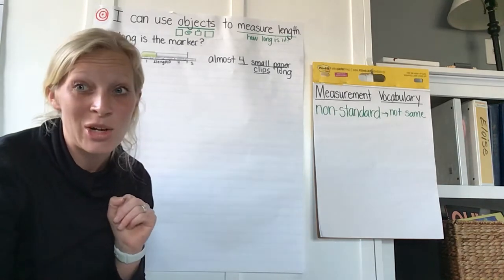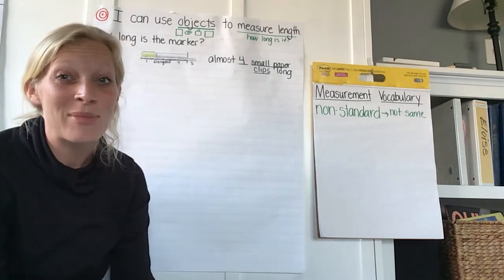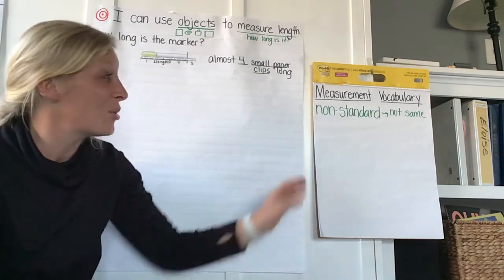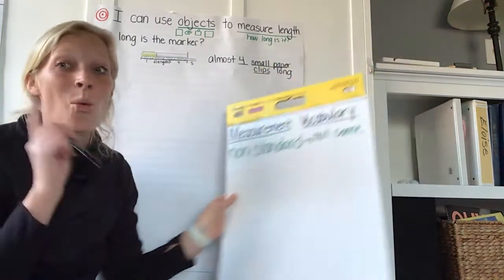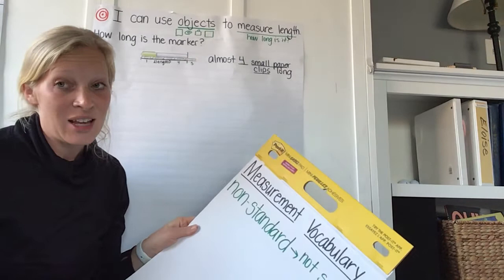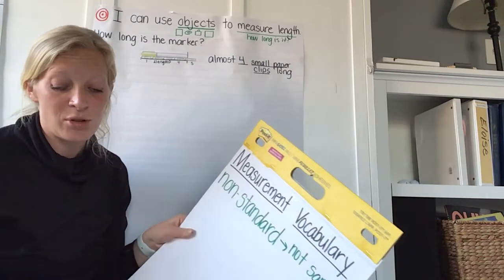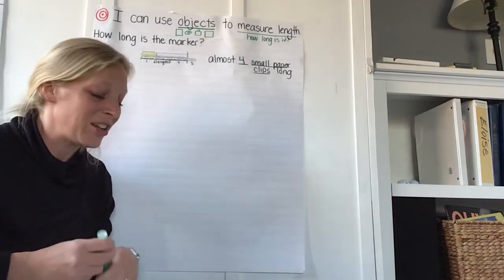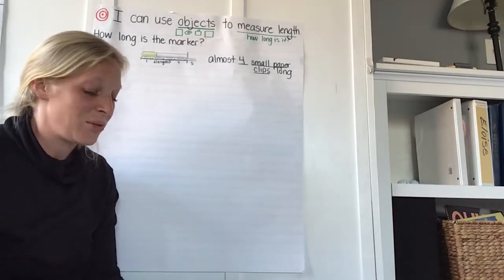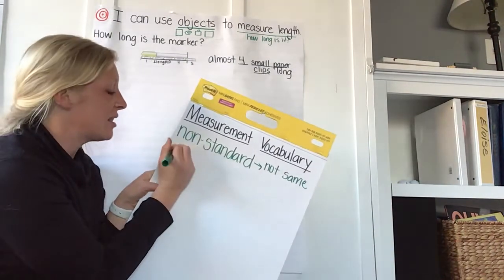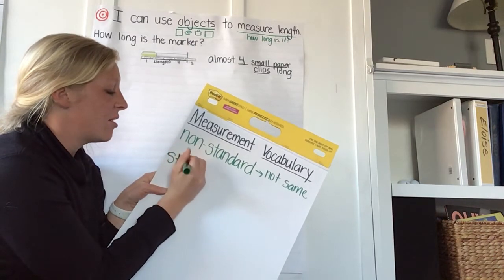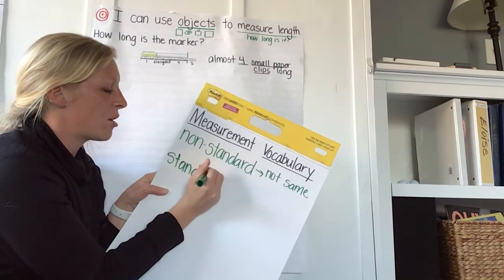So guess what I'm going to show you? There's something else that we're going to use in 2nd grade that will be more exact, that will not fall all over the place, be really hard to keep track of. They're called standard units of measure. Say that with me. Standard units of measure.